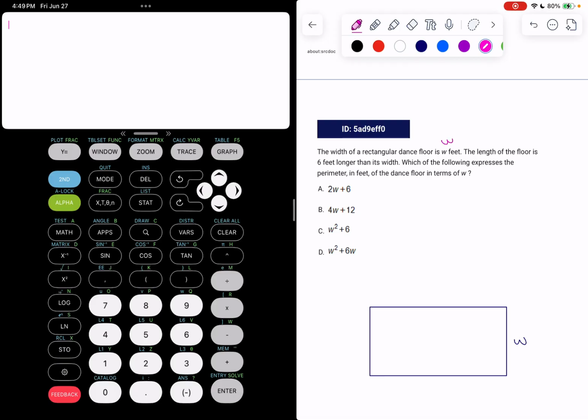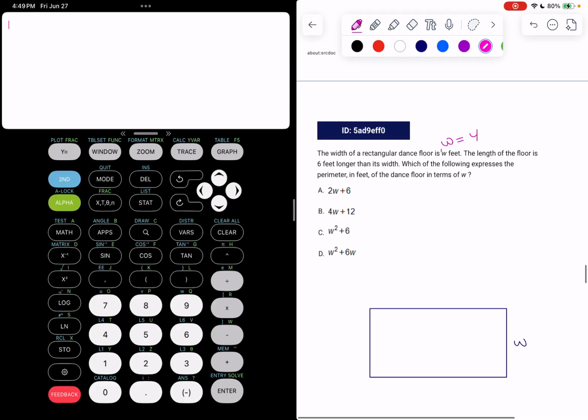I'm going to make that W, 4. Okay, so I'm going to say this is 4. The width is 4 feet. So I'm going to put a little 4 right here, a little box around the number I picked. You know how we go. The length of the floor is 6 feet longer than the width. So 6 feet longer than 4 would be 4 plus 6. That'll give me 10 for my length.